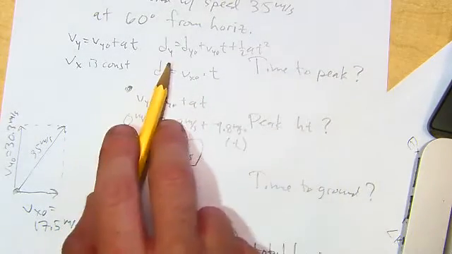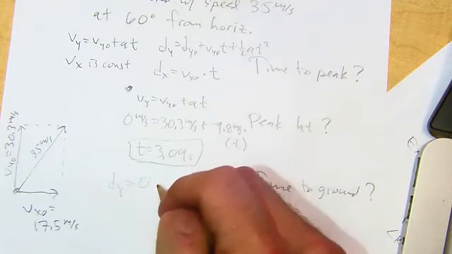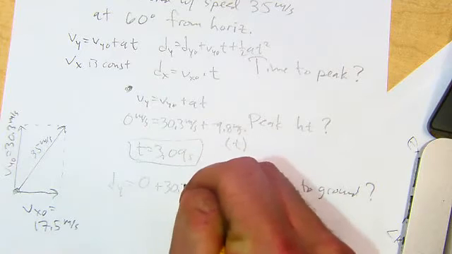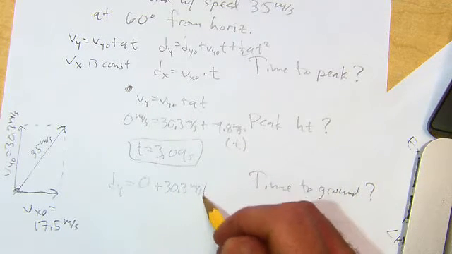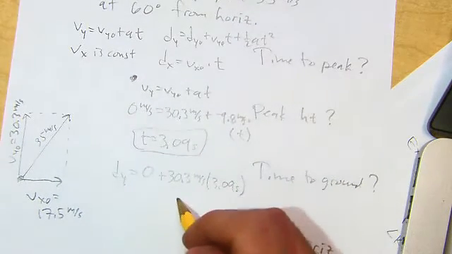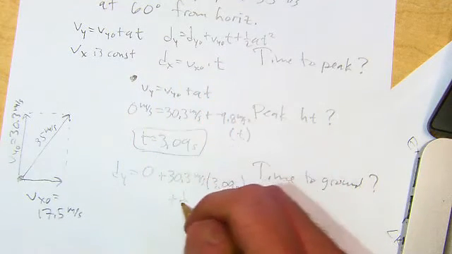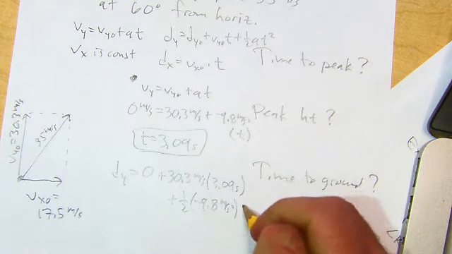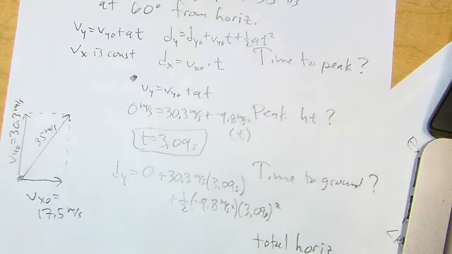Okay, what is that peak height? Well, now we're talking displacement. DY, my DYO is just 0. My VYO is the 30.3 times t, 3.09 seconds. That's the time to get to the top. Plus, I'm doing here, 1/2 times negative 9.8 times the 3.09 squared seconds squared.